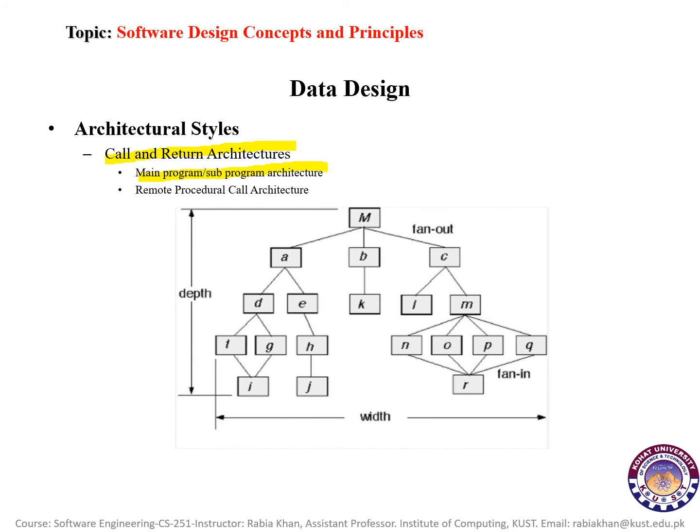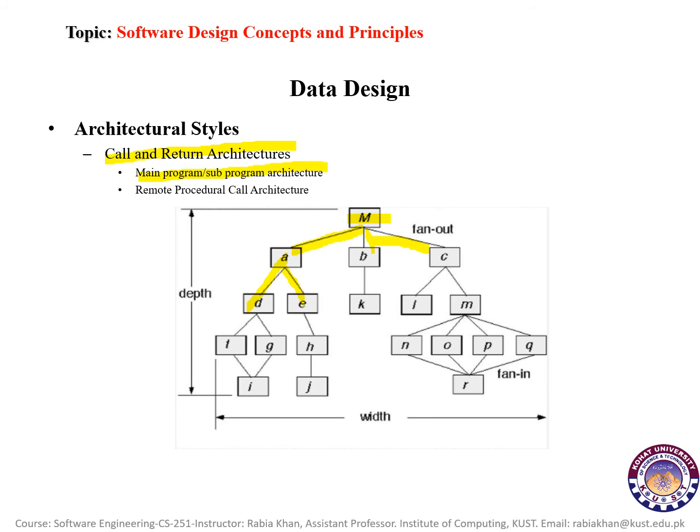Main program and subprogram is the most common architecture for call and return structures. Here you can see this is the main program. The main program calls three different subprograms. These subprograms can then call other respective subprograms, and so on, forming a tree or a hierarchy. This classic program structure decomposes a function into a control hierarchy, where the main program invokes a number of program components, which in turn may invoke still other components.